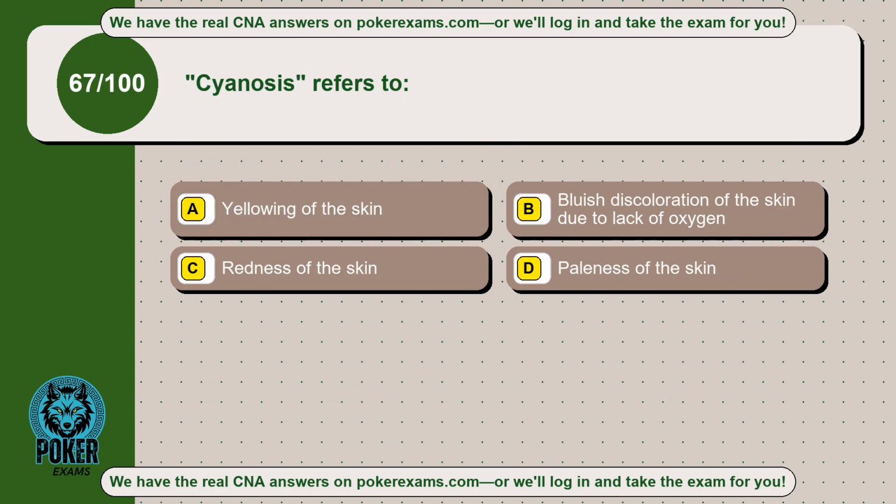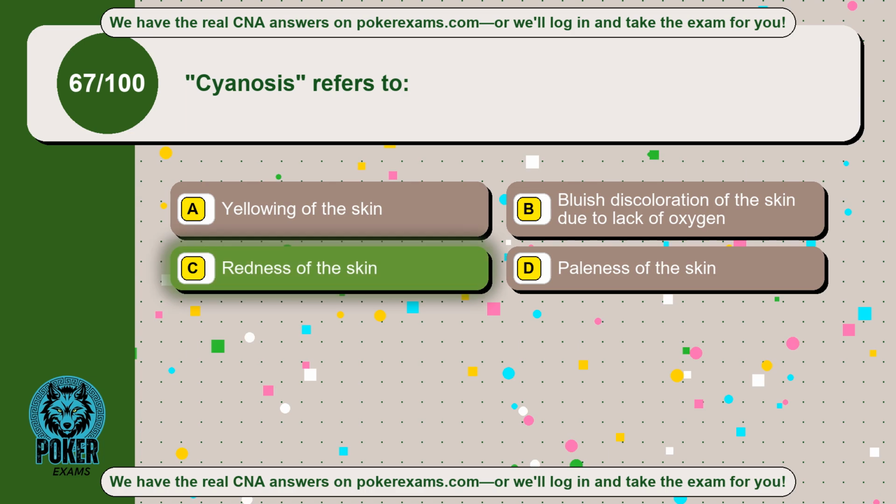Question 67. Cyanosis refers to: Option A, yellowing of the skin. Option B, bluish discoloration of the skin due to lack of oxygen. Option C, redness of the skin. Option D, paleness of the skin.